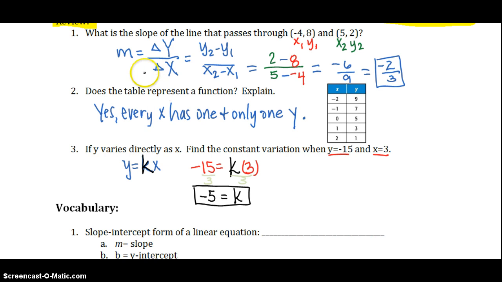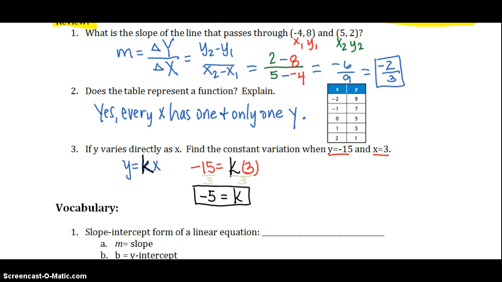But I've written out the slope formula, how I always remember y over x, and there's the formal formula. I plugged in my numbers and I solved. When I'm looking for a function, every x needs to have one and only one y. And my direct variation equation is y equals kx. And they gave me y and they gave me x. And it said to find the constant. So k is the constant. I found k by dividing both sides by 3.